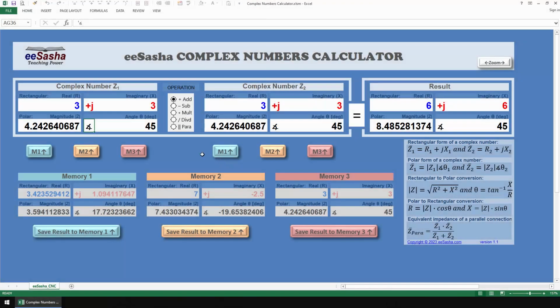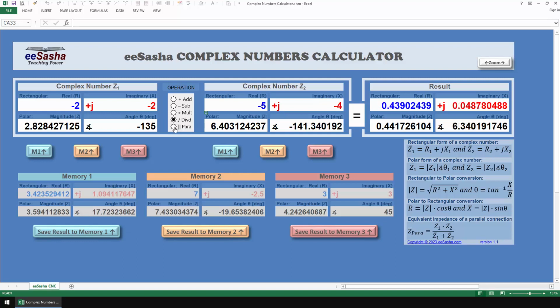In the general case, complex numbers can have negative components. For example, -2 plus j minus 2, which is -2 minus j2. Or complex number 5 minus j4. If we perform addition, subtraction, multiplication, or division with these numbers, everything is fine.